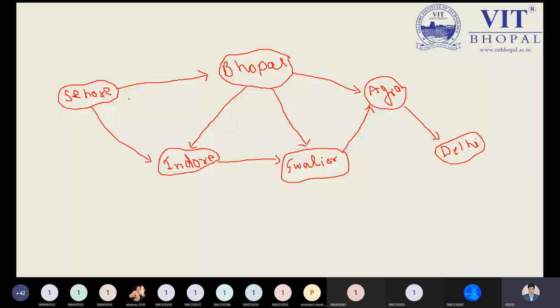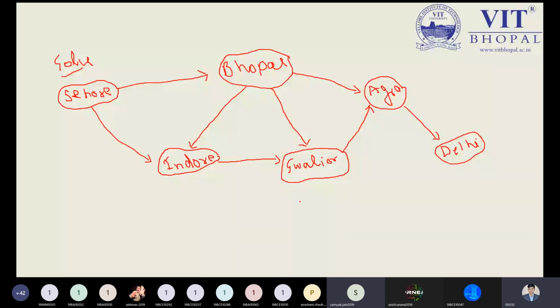Now there is a person, I'm just taking a random name, Golu. Golu wants to go to Delhi from Sehore. He is staying in Sehore town. What path will he choose? Please let me know. From Bhopal, sir, to Agra, to Delhi. He can also go via Indore and Gwalior and Agra and Delhi as well.